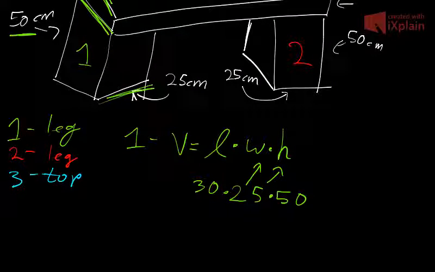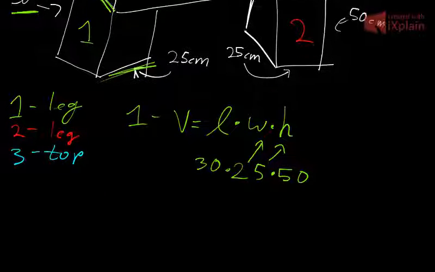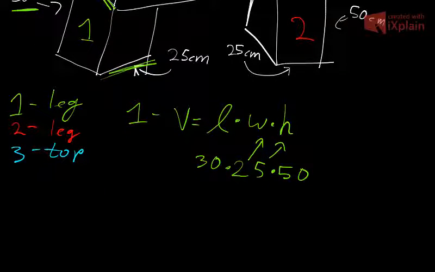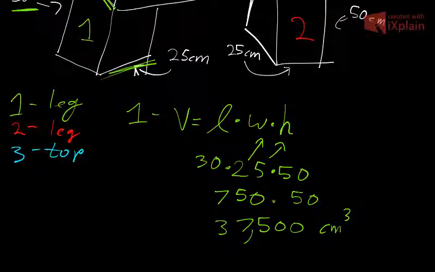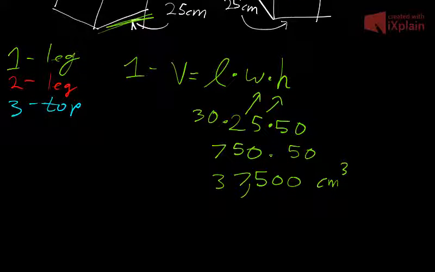So this will take a little bit of doing, but I should be able to multiply all of these together. I know 30 times 25 is 750. Then I'll be multiplying that by 50, which is going to be 37,500. Awesome. 37,500. And that was in centimeters, so it's going to be centimeters cubed. And that's the volume of that first leg.